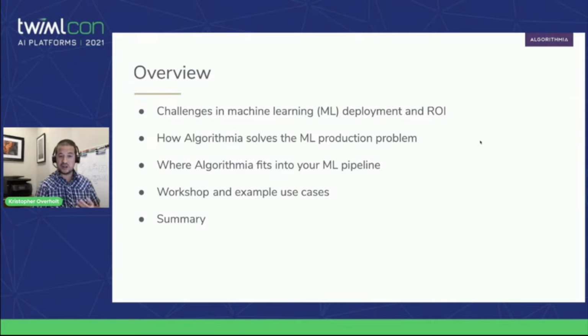So we'll walk through some challenges in machine learning deployment and really look at getting your return on investment on machine learning models that you're moving from development to production. And then we'll talk about how Algorithmia solves this particular problem in terms of deploying machine learning models, governing them, and operating them in a secure environment. And then we'll also talk a little bit about the data flow and the ML pipeline and where Algorithmia fits into your own kind of pipeline.